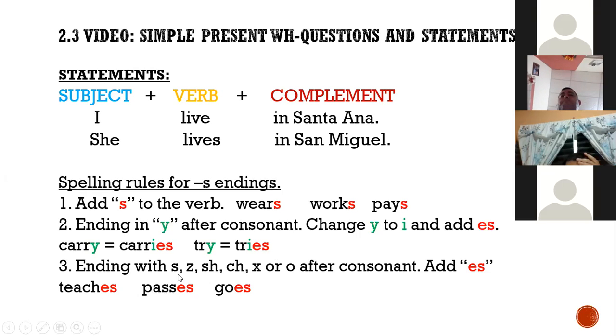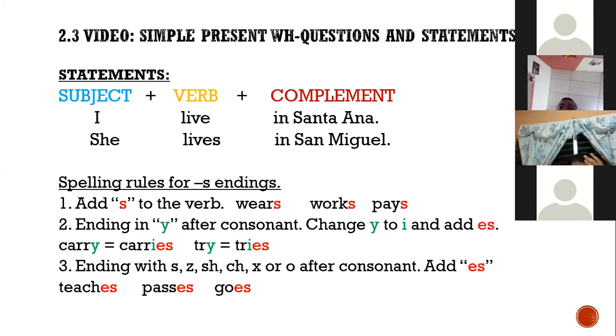So teach, CH, right? So teaches. I teach, he teaches. Pass, pasar, right? With S. You pass, he passes. Go, right? Termina en O aquí. Entonces vamos a agregarle ES. So you say, they go, she goes. Okay? Estas son las reglas cuando son tercera persona. He, she, and it. Only.